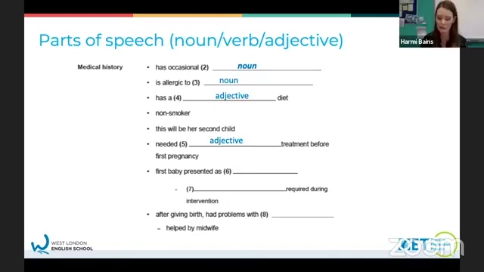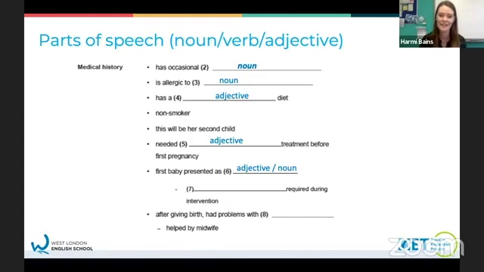What do you think for number 6? Could be a noun. Could also be an adjective. Adjective, yes. Big, tall. I mean, for a noun, you could say first baby presented as an infant, maybe. Or you could say presented as breech, which would be an adjective. So the word as can be followed by either of those. Okay.